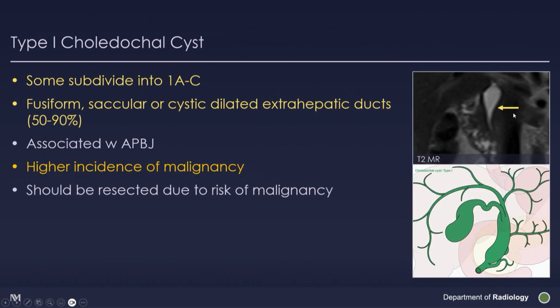Type 1, as I mentioned before, can be divided into A, B, and C. I'm not going to go into all the details, but if you start to see this fusiform dilatation, then you start to consider choledochal cysts, certainly. And these are the ones you want to diagnose because of the higher risk of malignancy, and a lot of them should be resected, although they don't resect all of them at my institution. But the key thing is to refer it to the right person, a hepatobiliary surgeon or a hepatologist with specialty in this area.